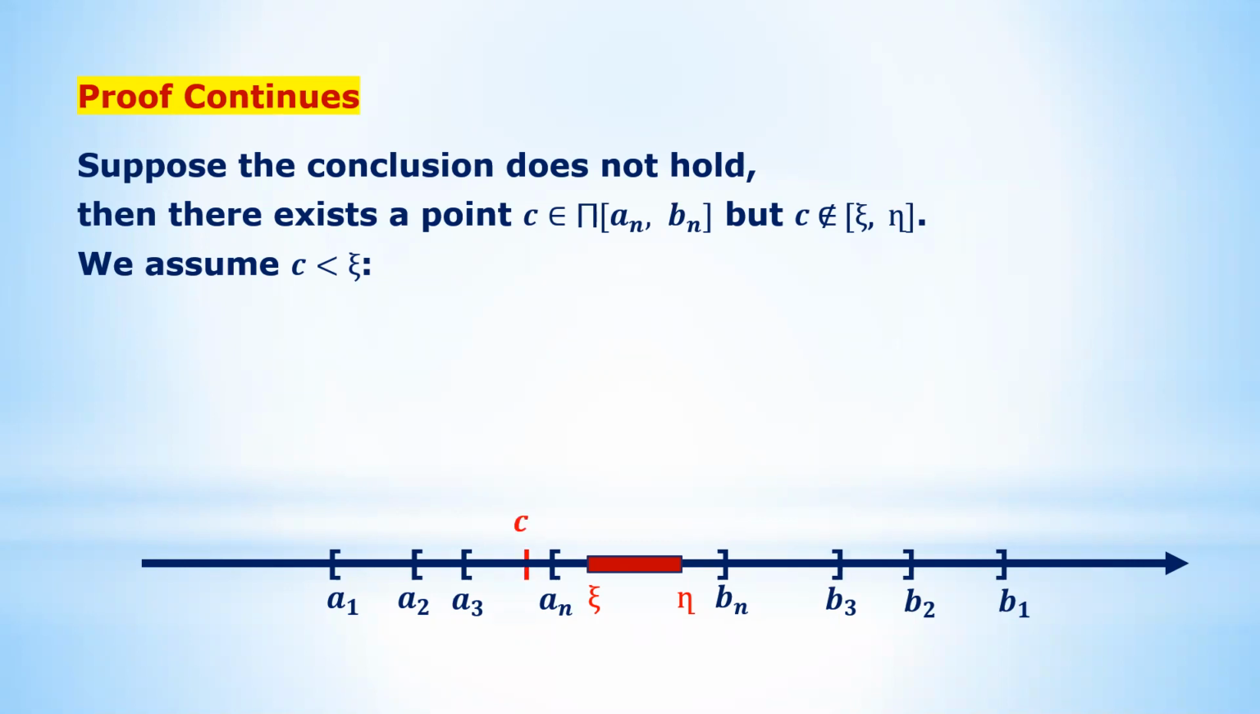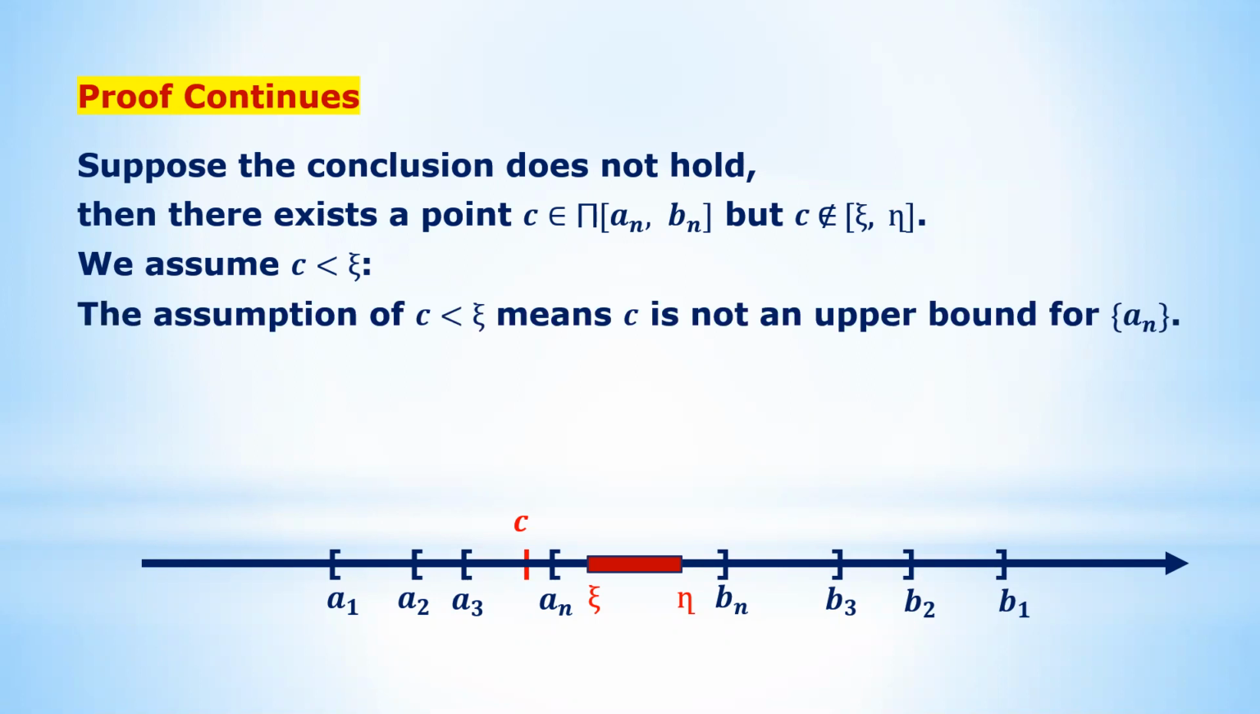This means that in the picture, you can see that c is now on the left side of η. So what does it mean? In order to conclude something from here, you have to understand the meaning of η. What is η here? It is the least upper bound. Now, if c is less than this least upper bound, this just means that c is not an upper bound for the a_n. c cannot be an upper bound because η is the least upper bound.